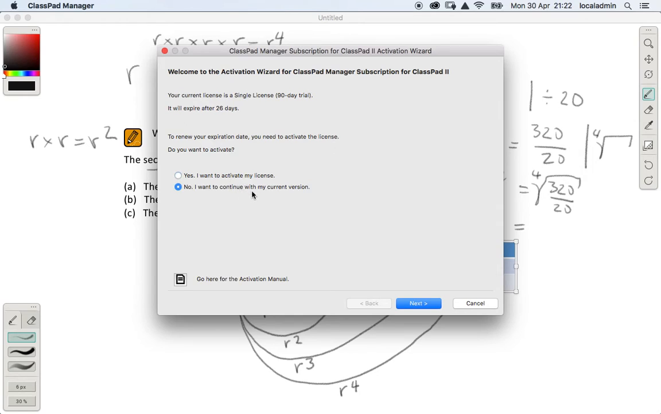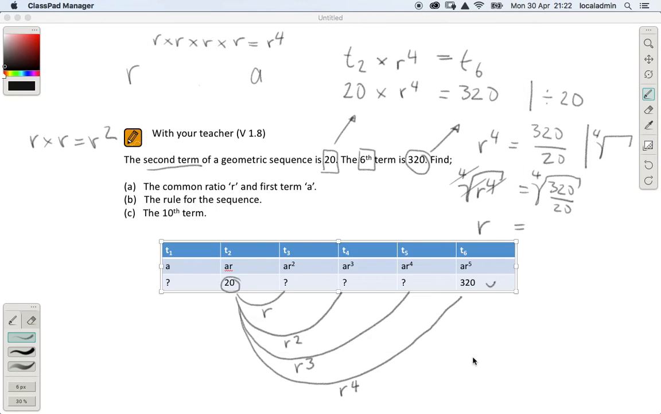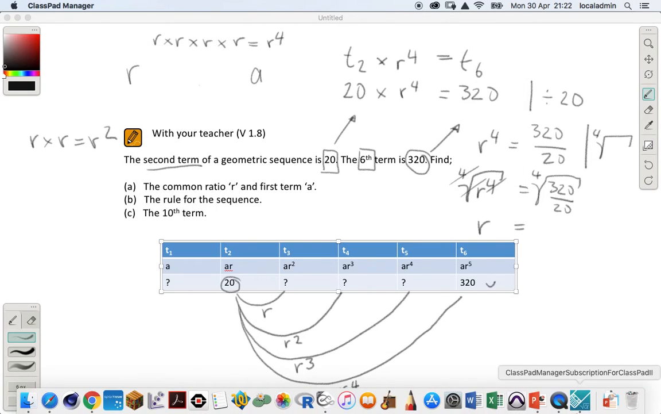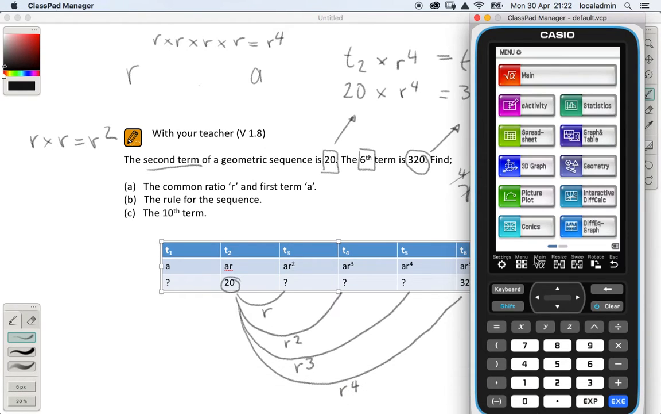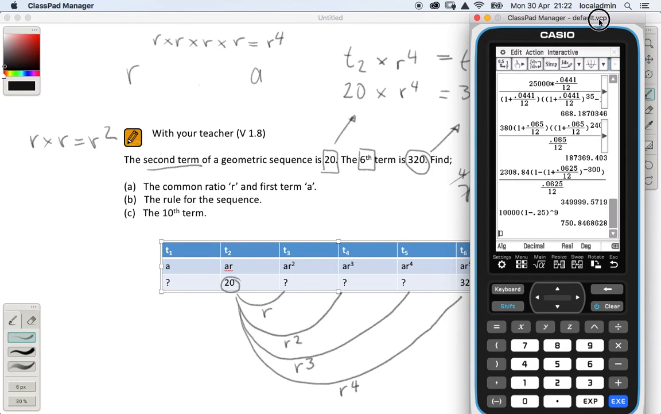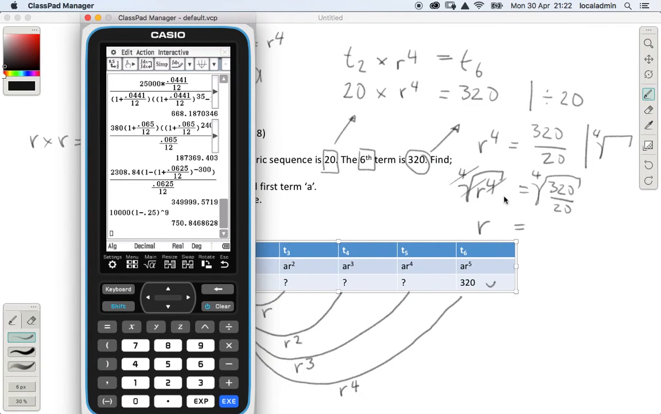So now I want to continue with my current license. And we are back in business. Come on. Alright, so we're doing that in main. I'm just going to bring that over here so you can see what I'm doing.